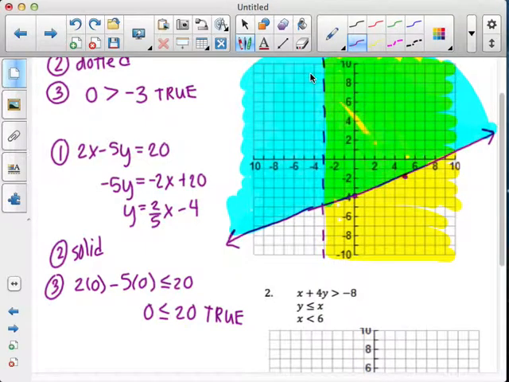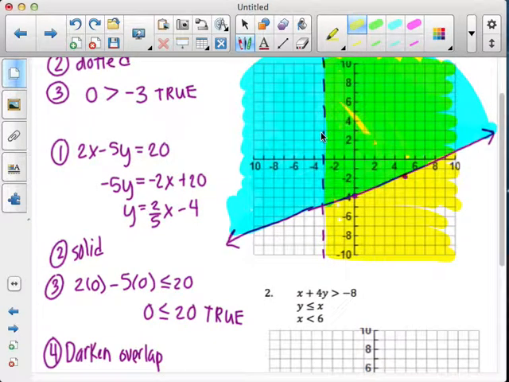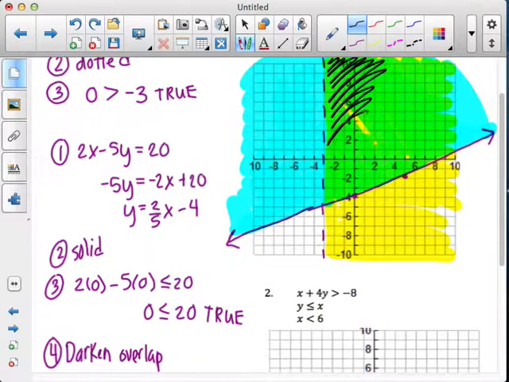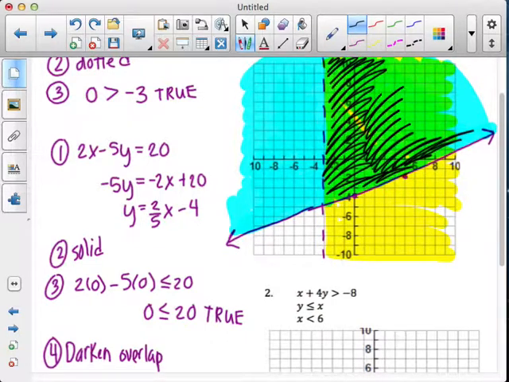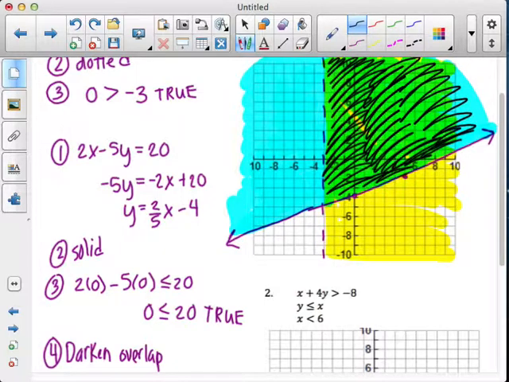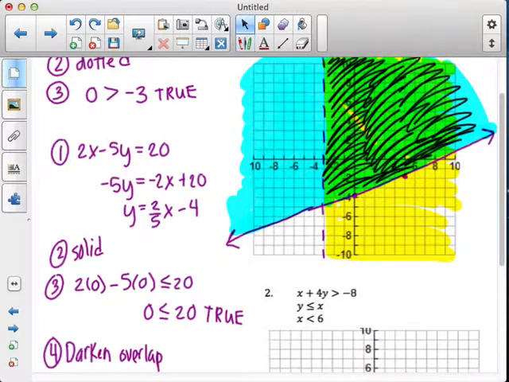So now, the last thing we do is darken the overlap, because that's the set of points that satisfy both inequalities. So my final solution is going to be this part here, where my blue and my yellow overlapped. Remember, you need to darken that in somehow on your paper. All of these points satisfy both inequalities.